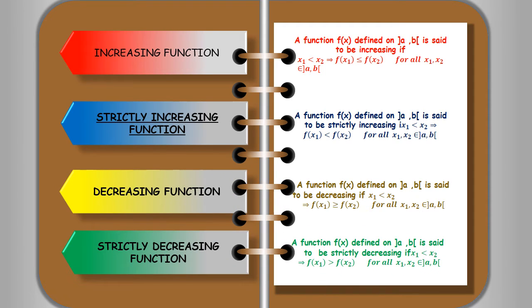So if the value of x is increasing and the functional value is also increasing, that time we will call this an increasing function. And if the value of x is increasing but the functional value is decreasing, that time we will call the function a decreasing function.